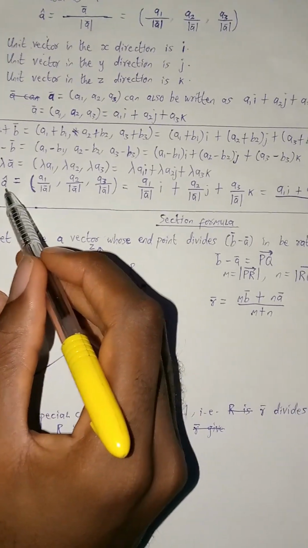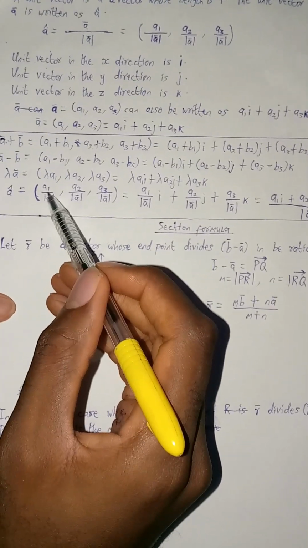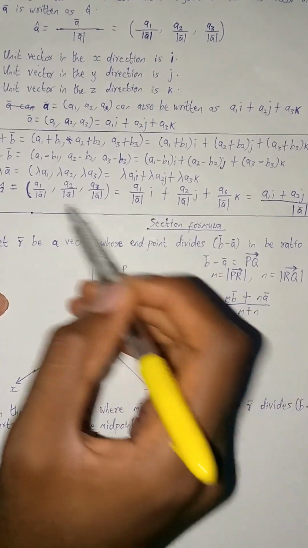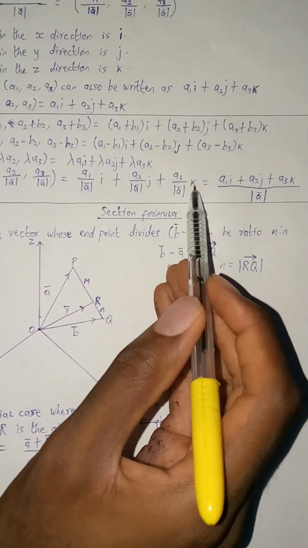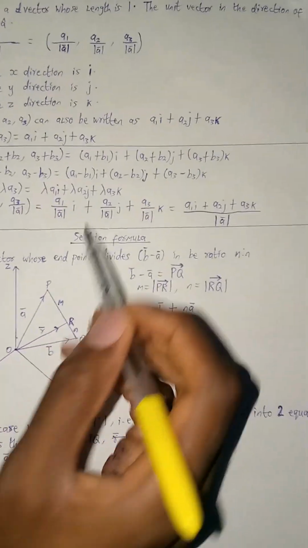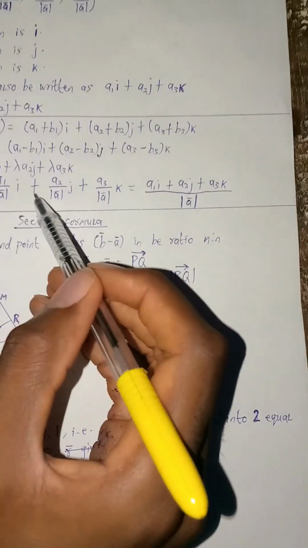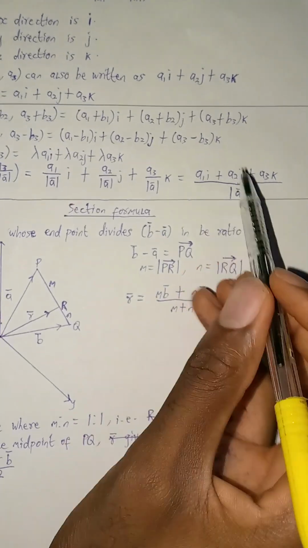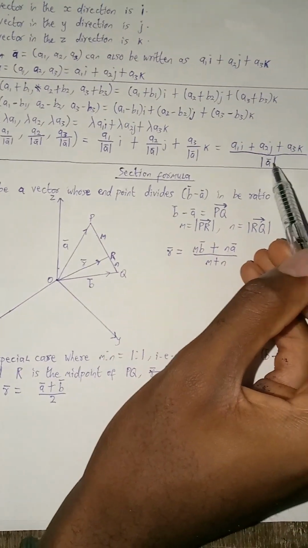Then for unit vectors, it's just what we've been doing all along. This part that's in the x direction will take i. This part in the y direction will take j. This part in the z direction will take k. And then you just add them up. And because this is common, we can decide to factor it out. And in that case, we'll have A1 i plus A2 j plus A3 k all over the magnitude of A.